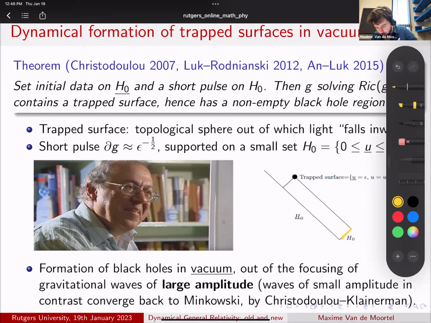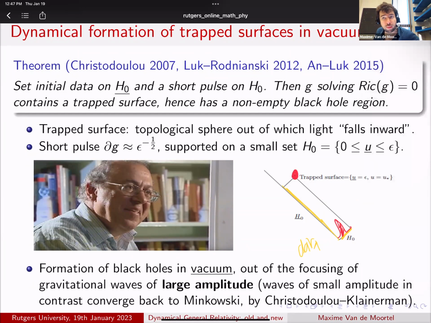So what Christodoulou does, let me tell you in short. This is your data, okay? And he puts in a pulse of gravitational waves. It focuses gravitational waves like crazy in vacuum, so there's no matter whatsoever. And that will create a trap surface, which will then end up in a black hole.